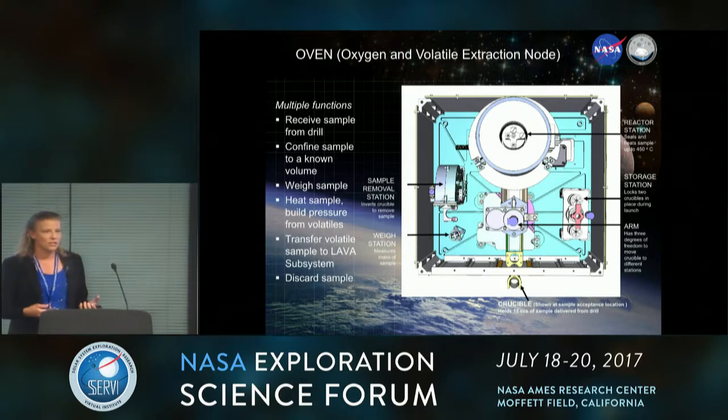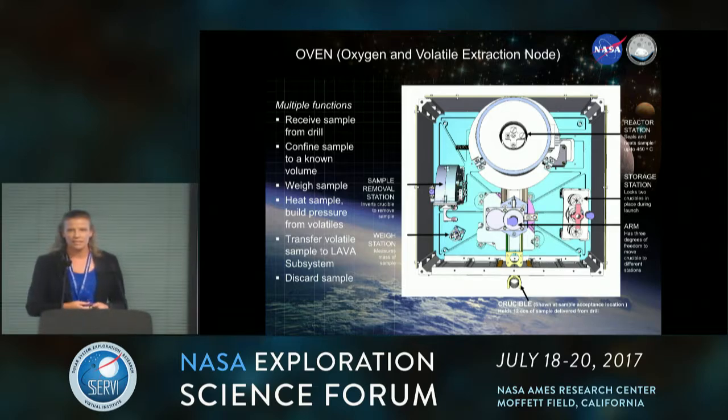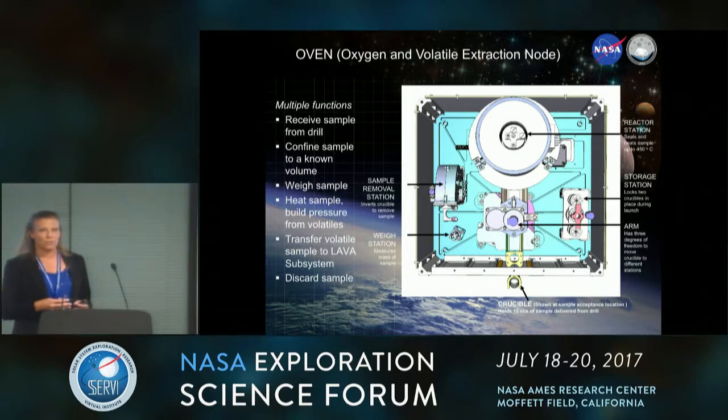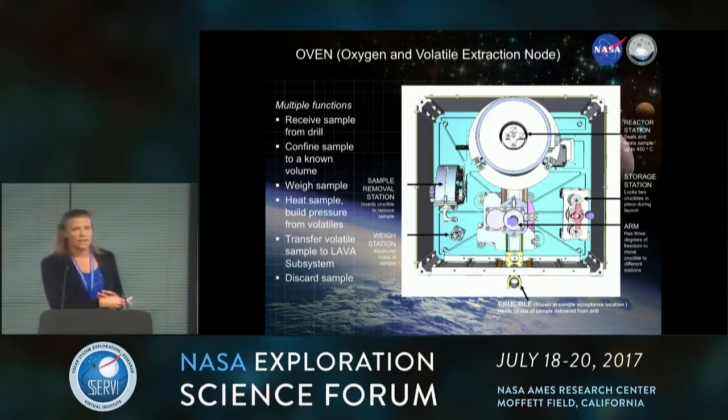So it has multiple functions. It has an arm here in the center that is used for articulating the crucible and the sample. It receives the sample from the drill. Right now, we're taking about a 12 cc sample from the lunar regolith. And so we're measuring how much regolith we're going to analyze by volume right now. And so we collect that 12 cc's that is delivered to us from the drill. We go over and we weigh it here in our weighing station. Then we put it in our reactor subsystem or reactor station.